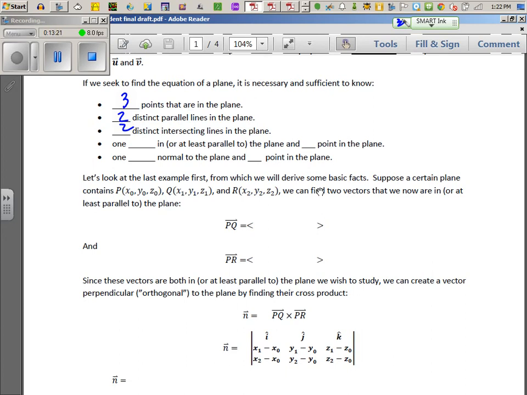Okay, here's the next thing that you may or may not know. One vector that is in the plane, or at least parallel to the plane, and 1 point in the plane. And 1 vector normal to the plane, and 1 point in the plane. So this is a little bit harder to understand. This would be sufficient for me to give you this perpendicular vector and this point.